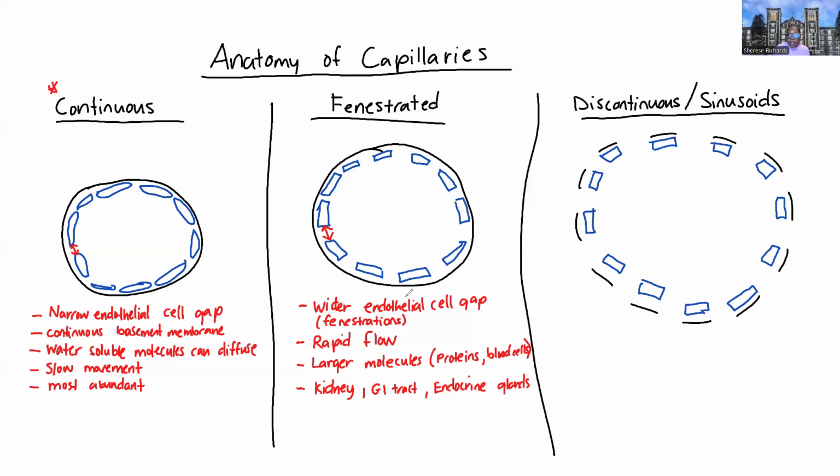Now, we may see the discontinuous sinusoids in areas where we have a transition from fenestrated to sinusoid. So there can be a bit of a transition, an area where we have fenestrated capillaries, then discontinuous, and then bigger sinusoids. And sinusoids are bigger channels or spaces, right? Channels or spaces. So again, there's this gradual transition here, right?